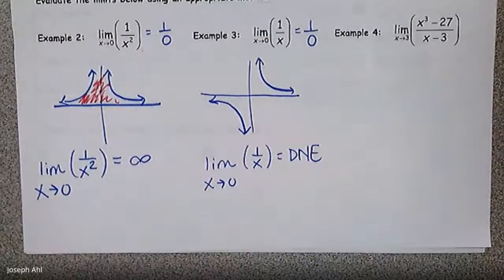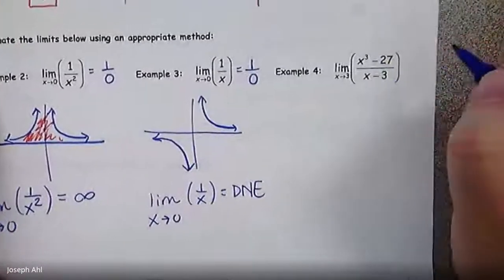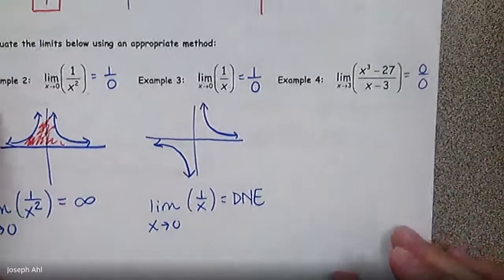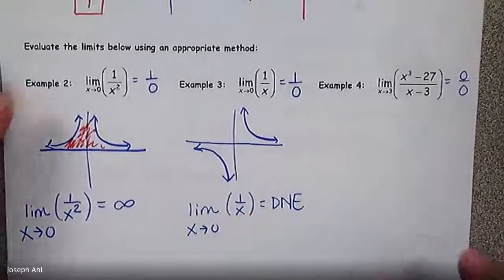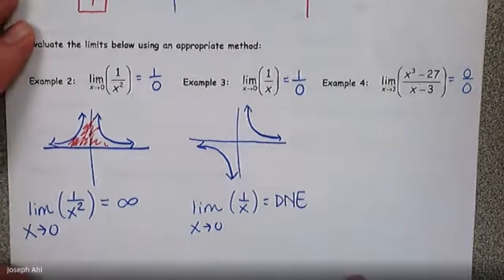Finally, in the last scenario, the limit as x approaches 3. If I plug in 3 to the top and bottom, 3 cubed is 27. So we're definitely going to get that 0 over 0 case. Remember that this is indeterminate. Okay, so we have to do something to figure out what's going on here. In our initial stages here, that something is just going to be to factor.